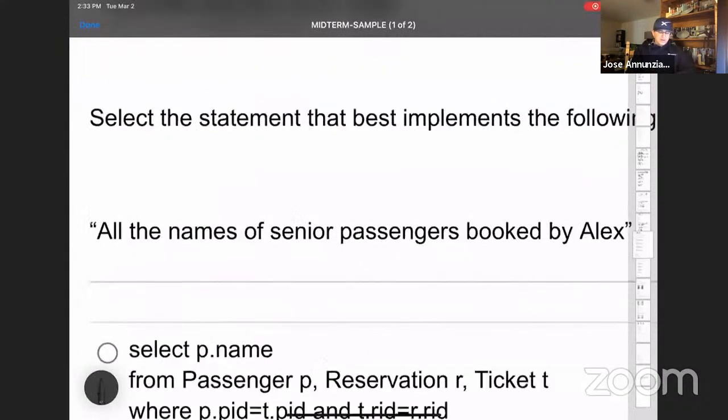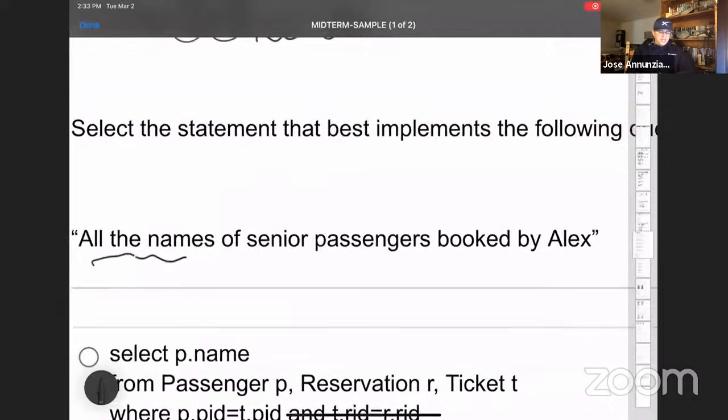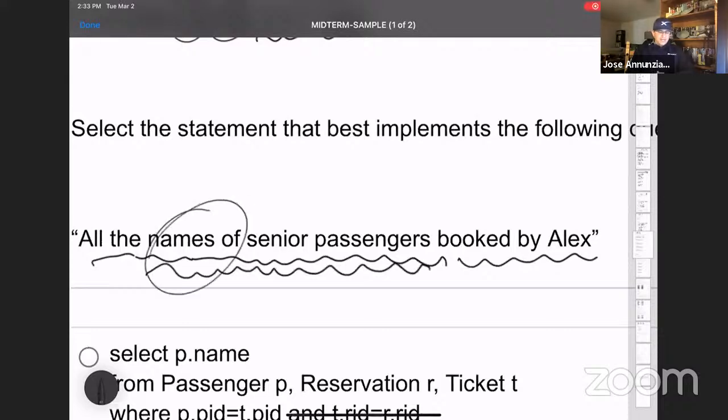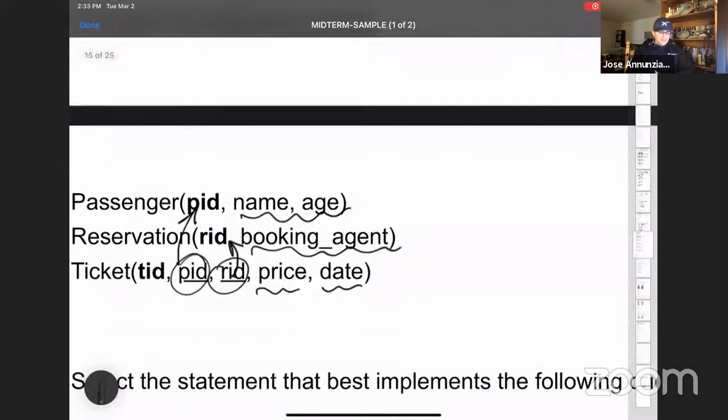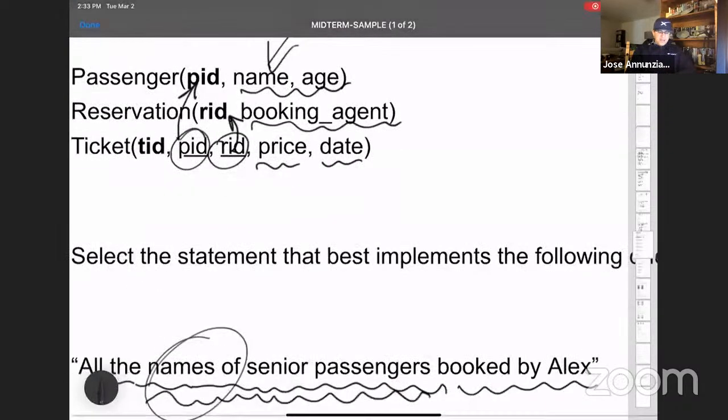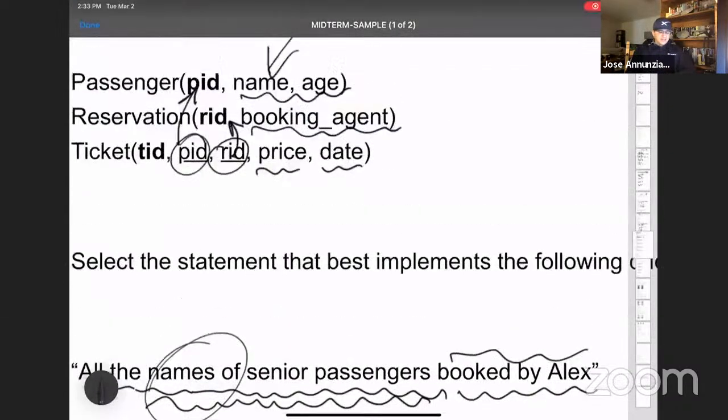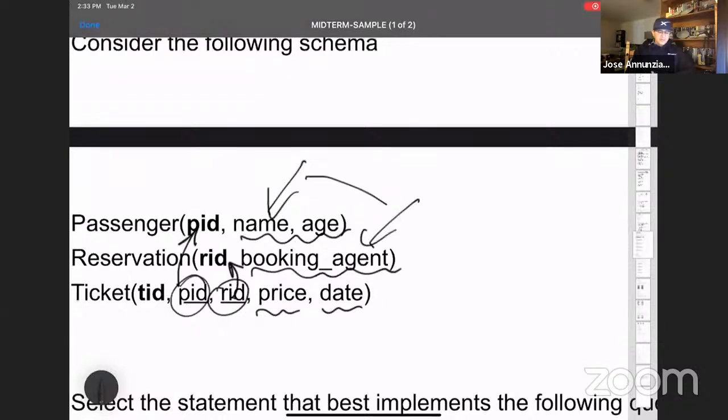So here's the question: we want all the names of senior passengers booked by Alex. So all the names of senior passengers booked by Alex. This looks like a trivial select statement with a couple of where clauses and maybe joining this information, right? So the names, where are the names? The names are in the passenger table, and the booking agent is in the reservation. So we need to join these two, right? We need to join the passenger and the reservation.